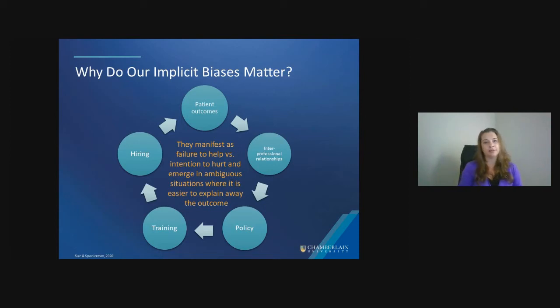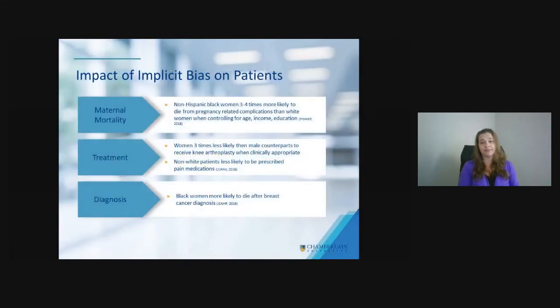So you can see here that implicit bias manifests in patient outcomes, interprofessional relationships, policy, training, and hiring. And all of those factors really influence one another. They also make it difficult to identify our own biases, and failure to identify implicit biases can lead to issues with patients and the workplace when they're not addressed.